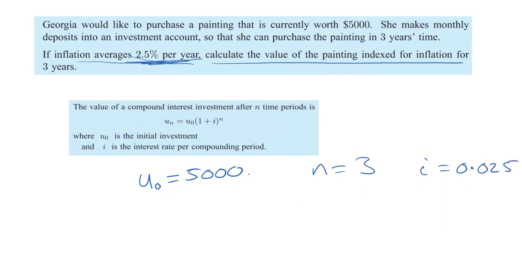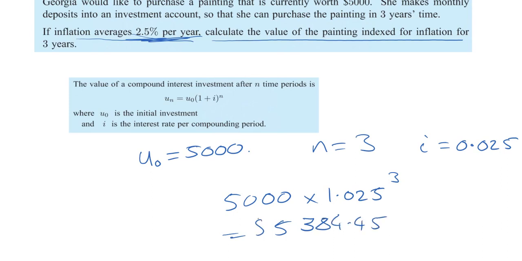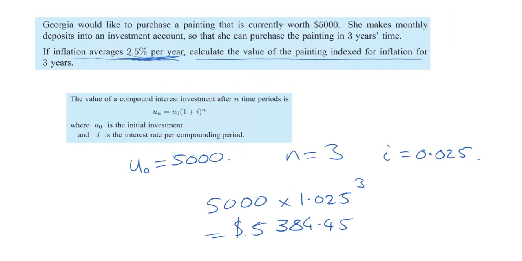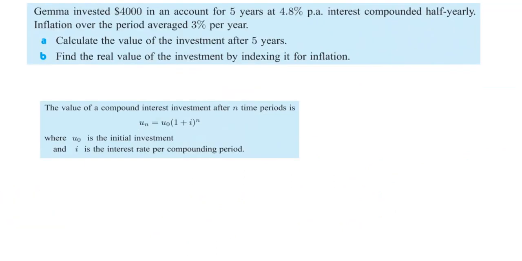0.025. So all we've got to do then is work out what it's worth in 3 years' time: 5,000 multiplied by 1.025 to the power of 3. And that's going to be 5,384.45. And look, that's all we have to do. There's nothing else to worry about in that particular question. All right, let's try another one.